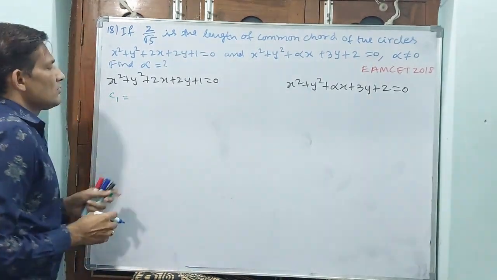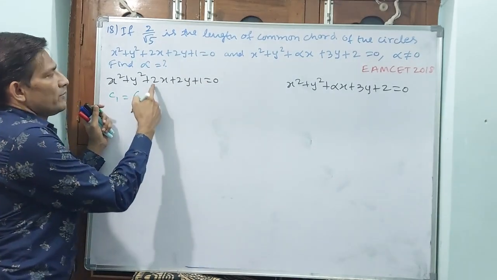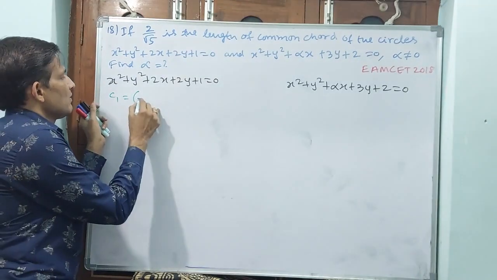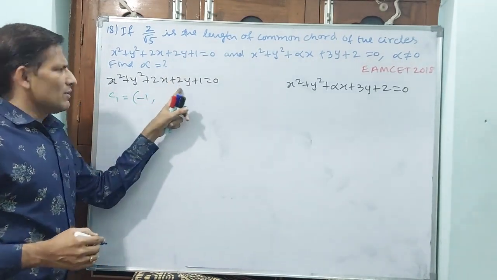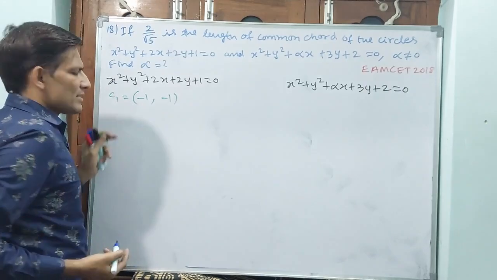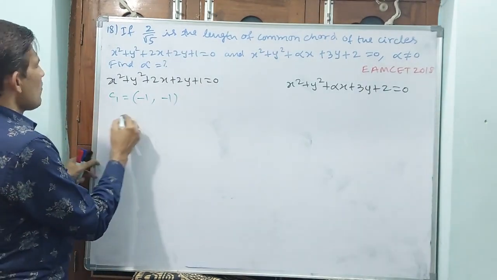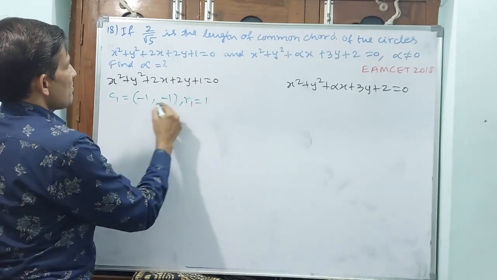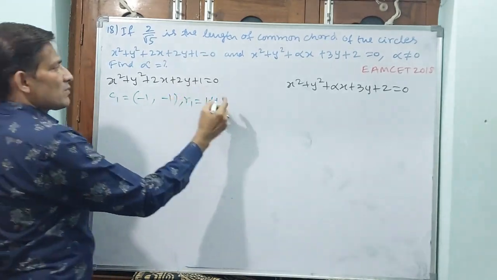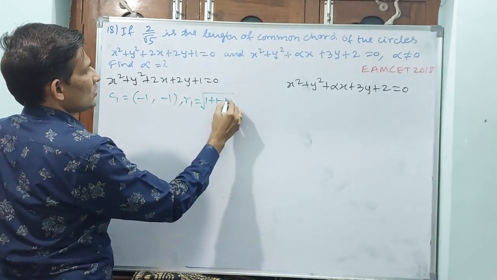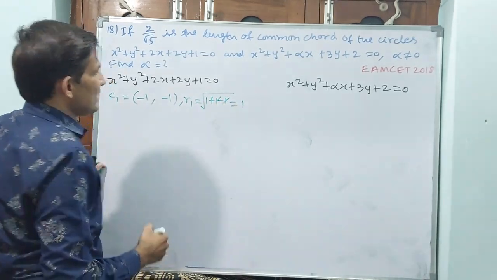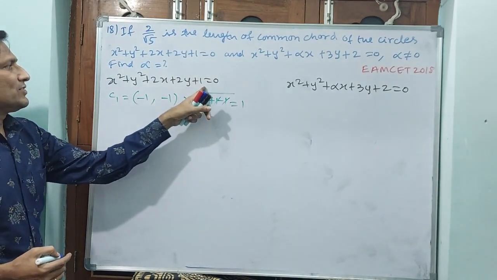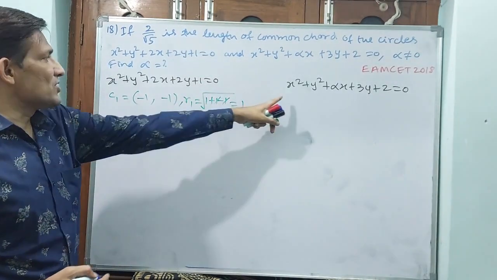C1 is equal to minus G, minus F. 2G will be 2, G will be 1, but minus G means minus 1. See again, minus 1 only. Why? Because we need not break our head. Now go for R1. 1 square plus 1 square minus 1, under root. That means R1 is 1 here. It is root of F square plus G square minus C, and C is here 1.